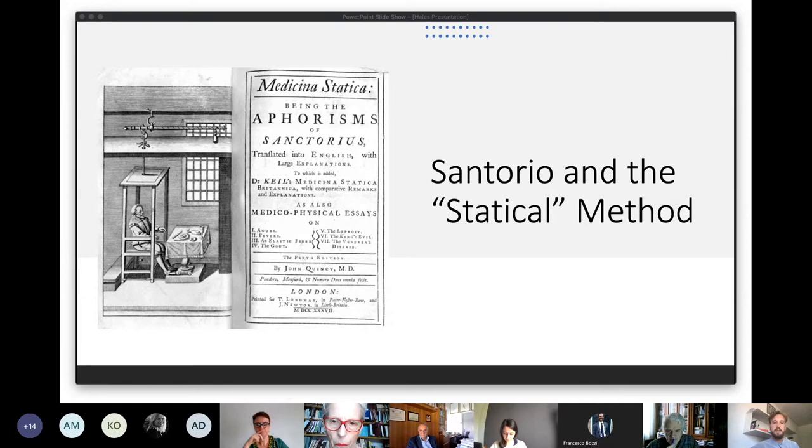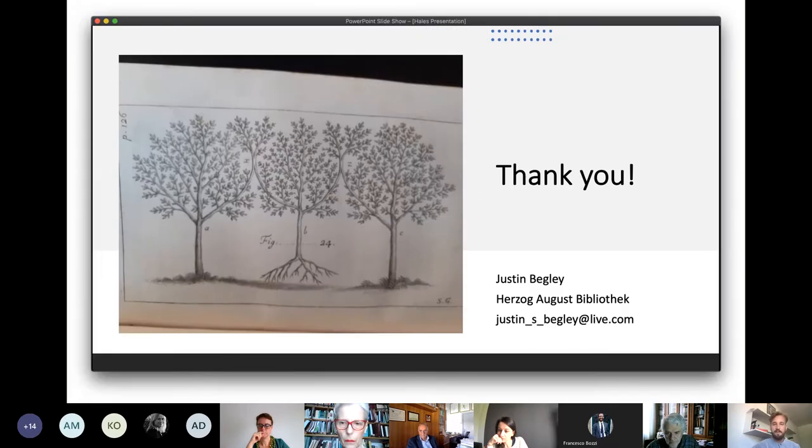Given Keill's debts to Santorio and Hales's to Keill, might it also be said that rather than pigeonholing Keill as a Newtonian, we are better off viewing him as a botanist who spliced the qualitative analogies long typical of comparative physiology, as pioneered by Grew, with a venerable tradition of quantitative medicine that harked back to Galen. And that is all from me. Thank you.